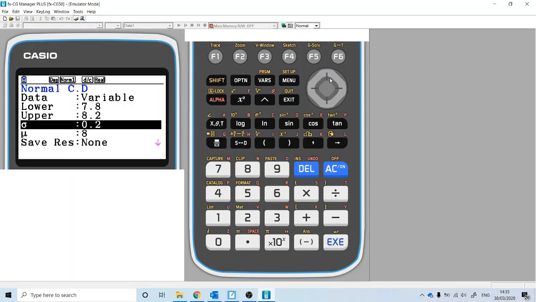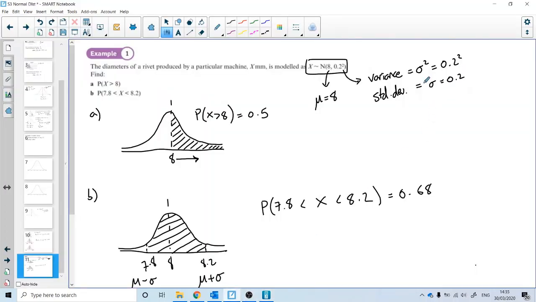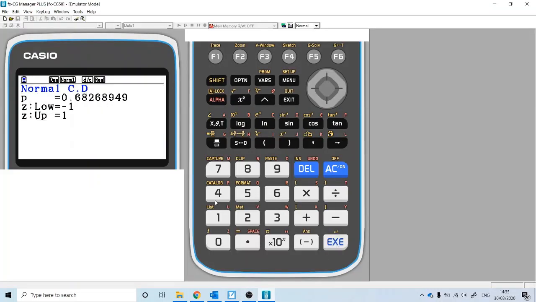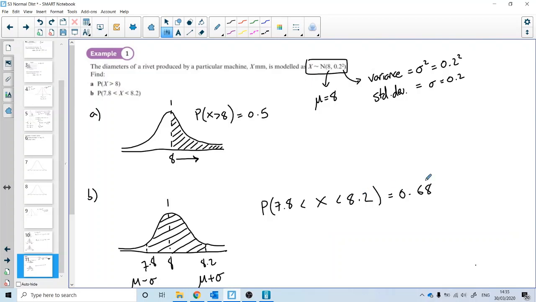And it's really important that you always put in the standard deviation, which is why at the start of a question I always write down what the standard deviation sigma is, because it's really common to see people accidentally putting in 0.2 squared into their calculators. And if you work that out, we get 0.68 as the probability, which is what we had here.